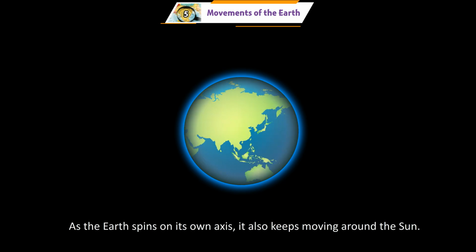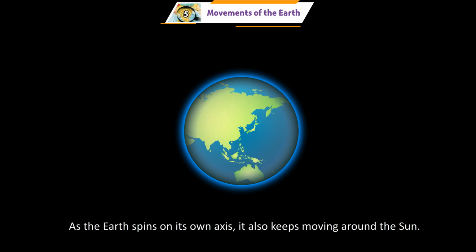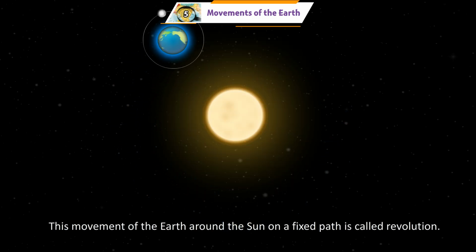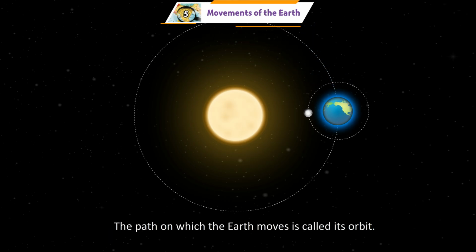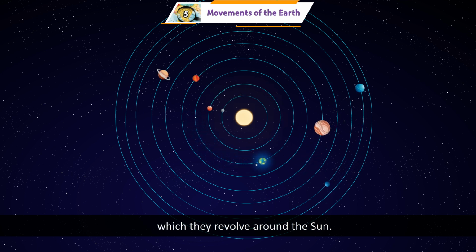Revolution. As the earth spins on its own axis, it also keeps moving around the sun. This movement of the earth around the sun on a fixed path is called revolution. The path on which the earth moves is called its orbit. All the planets in our solar system have their own fixed orbits on which they revolve around the sun.